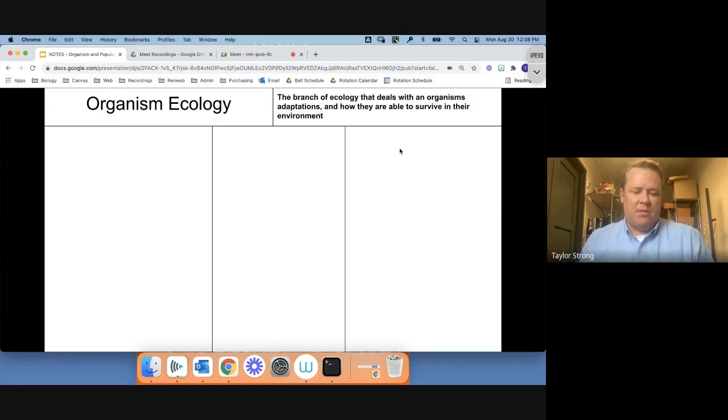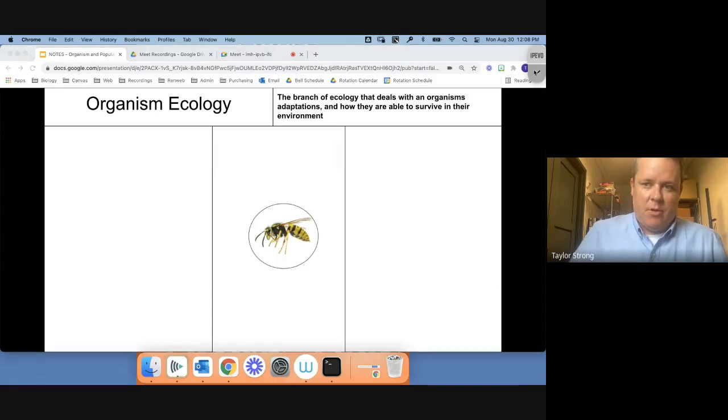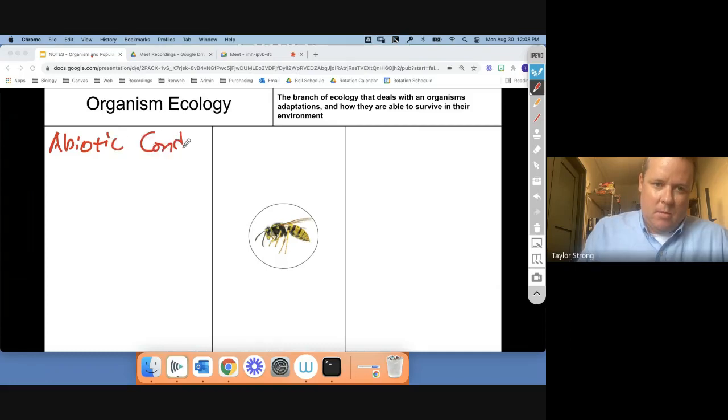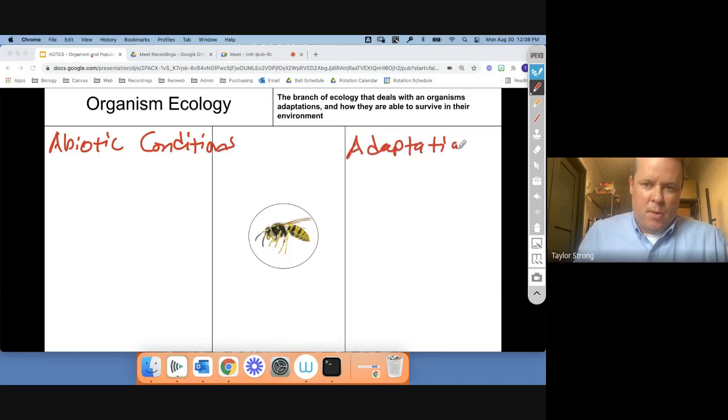The first thing we talked about, well, we wanted to define it. We said it's the branch of ecology that deals with an organism's adaptations and how they are able to survive in their environment. We needed an organism to use for this, and the organism that we talked about and we'll talk about today is the yellow jacket. And anytime you're talking about organism ecology, you are trying to come up with ways to connect the abiotic conditions of the environment with the adaptations of that organism that allow them to live in those abiotic conditions.